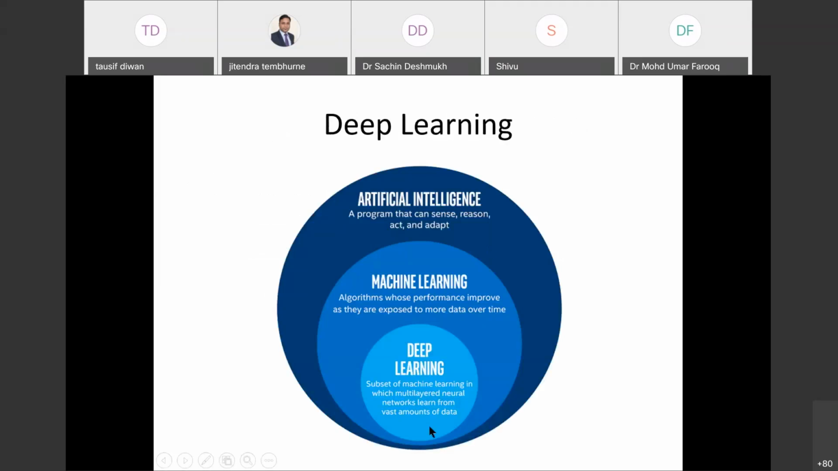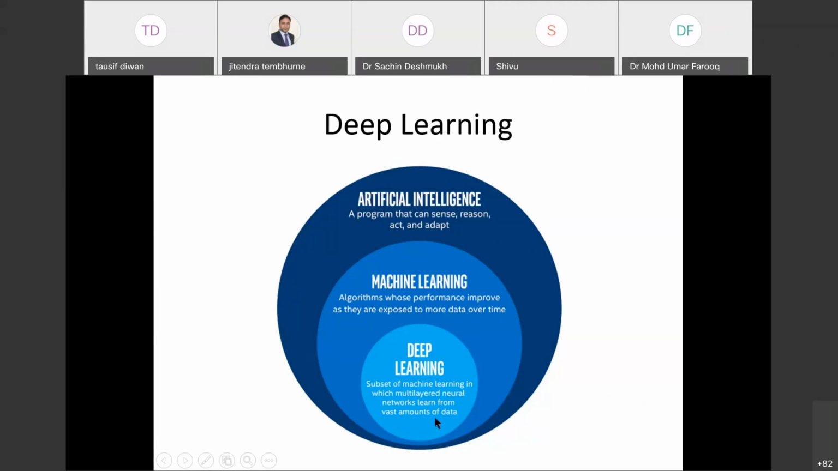Now, just look at this Venn diagram which determines the relationship between AI, ML and DL. So AI is a program that can sense, reason, act. However, machine learning is a set of algorithms whose performance improves as they are exposed to more data over time. And deep learning is a subset of ML, which is a multi-layered neural network that learns from a vast amount of data.